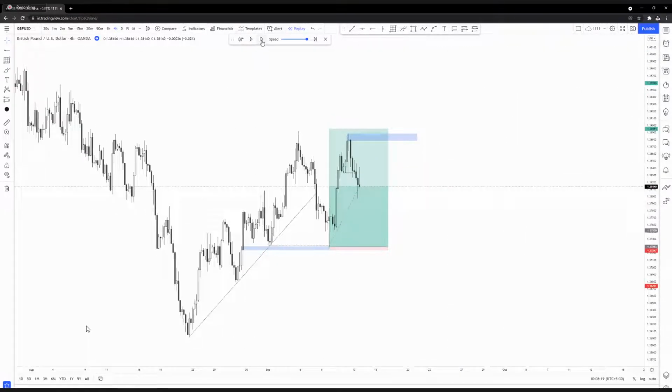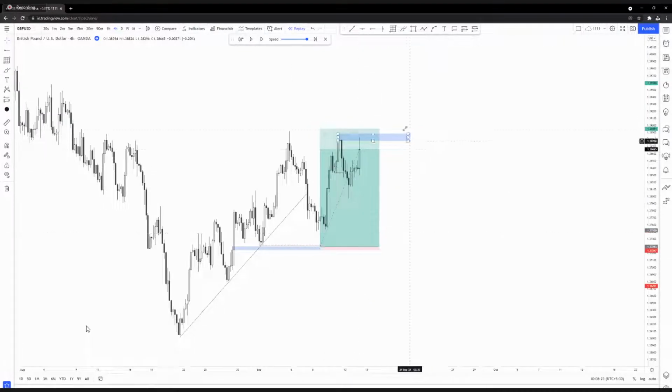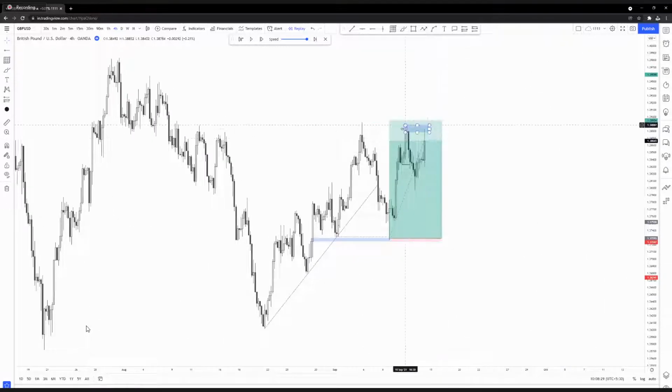Then price started retracing. Now imagine how many people would have wanted to sell it from these areas. And look at the reaction once again. Why? Liquidity. More and more liquidity is getting built up. Now people might have taken this as a QM, stop hunt, breakout structure, and they will be wanting to sell from these areas.